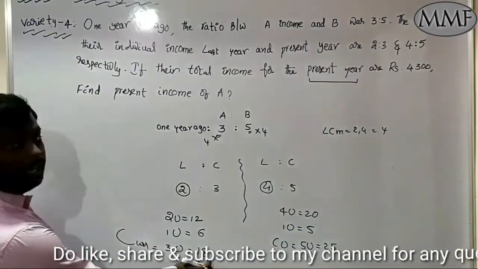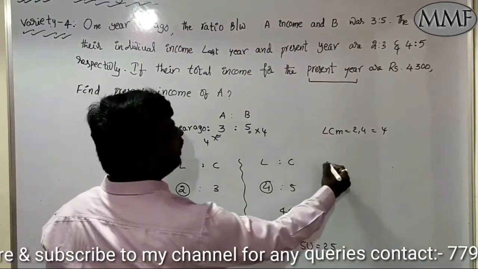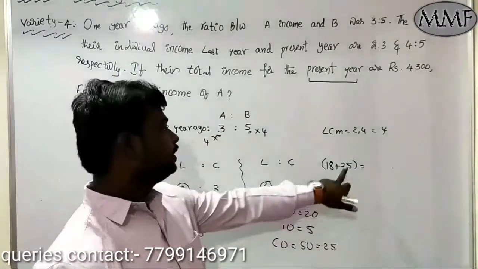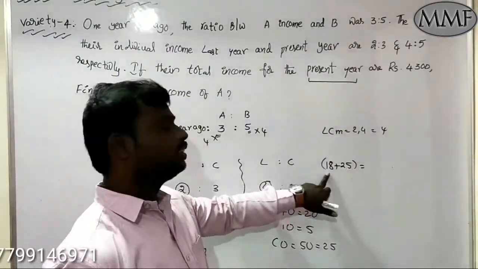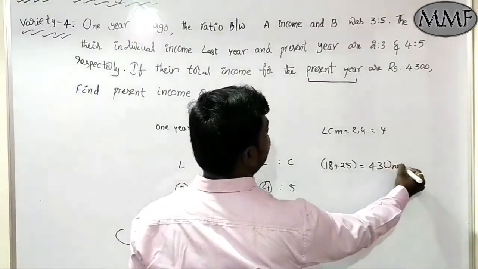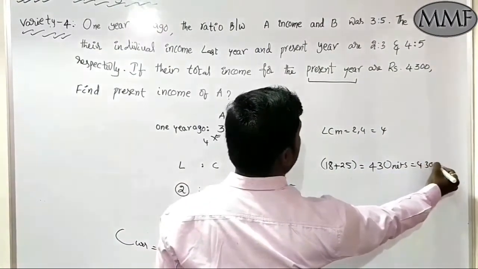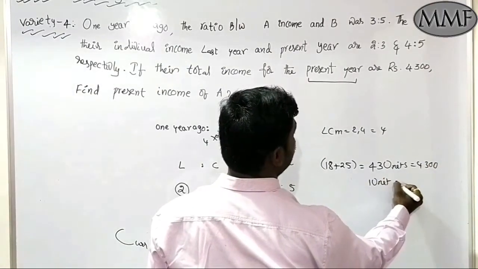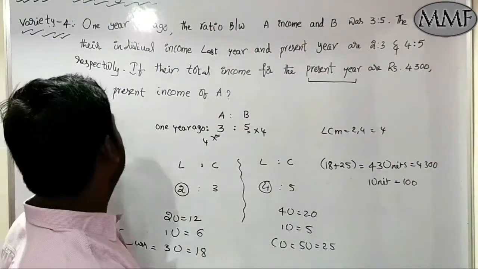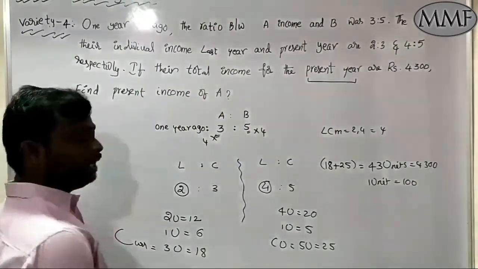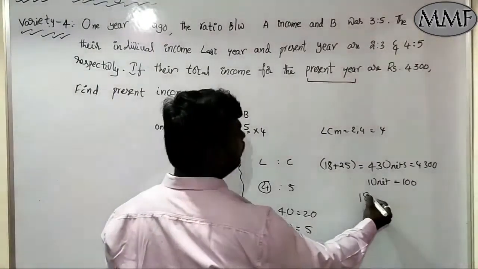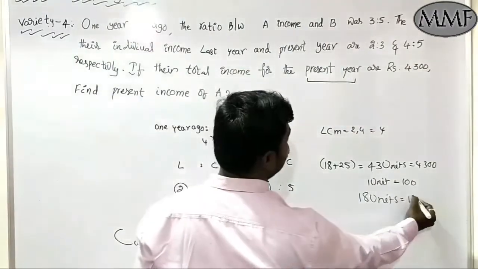Now their total income for the present year is 4,300. What is the current? 18. What is the current? 25. How much are 18 plus 25? Just add 2 to this: 20. 20 plus 23, 43. 43 units given in the question is 4,300. What about 1 unit? It is nothing but 100. If 1 unit is 100, then it is very simple. Present income of A, present income means current income. What is the current income of A? 18 units. 18 units is nothing but 1800.